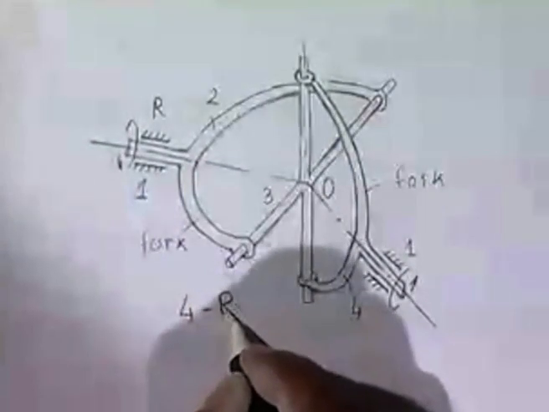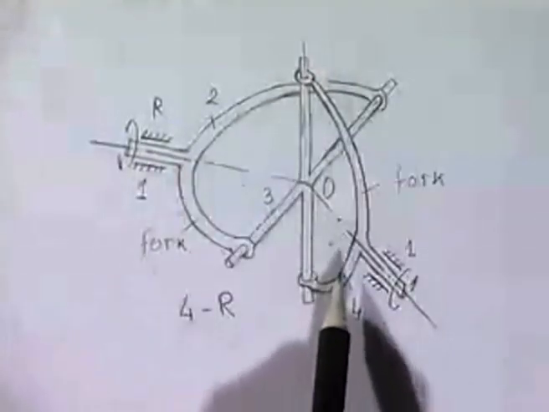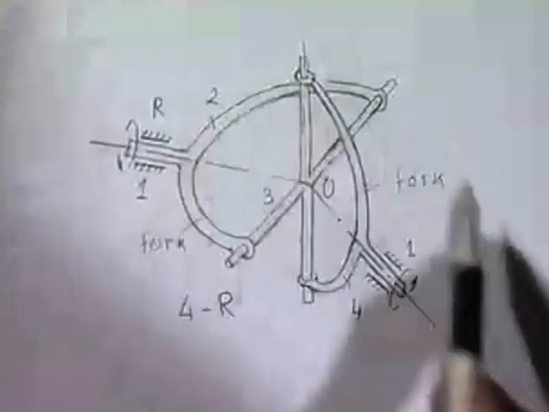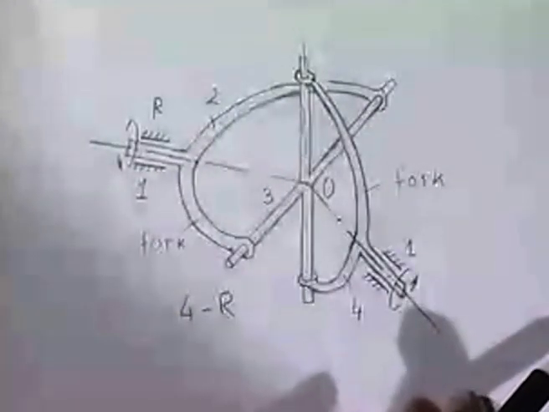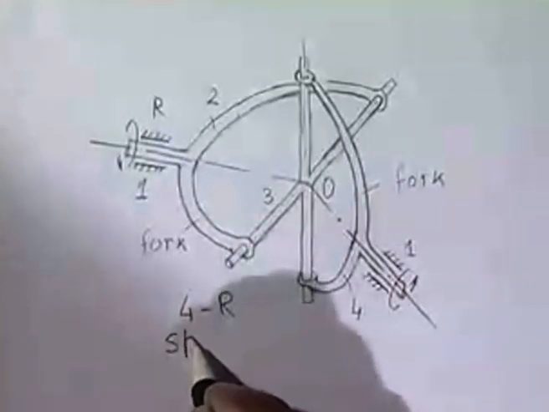4R mechanism, but not a planar mechanism, because the axes of these 4 revolute pairs are not parallel, and all the points of this mechanism are not moving in parallel planes. So this is what is called a 4R spherical mechanism.